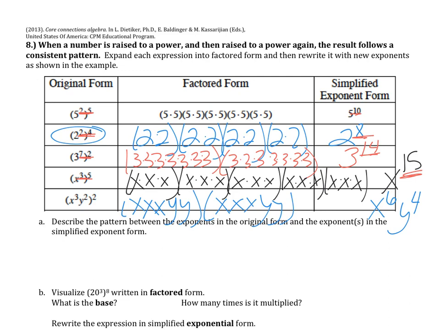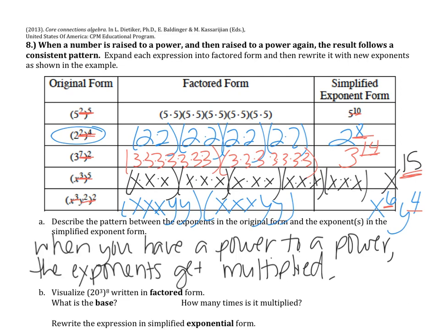I hope that at this point you can see that the 2 exponents are going to get multiplied together. And the same thing happens in the last one. We're going to take 3 times 2 to get 6, 2 times 2 to get 4. So when you have a power to a power, the exponents are going to get multiplied.